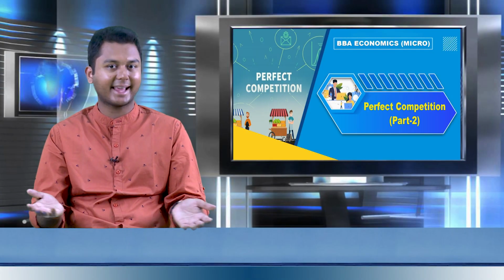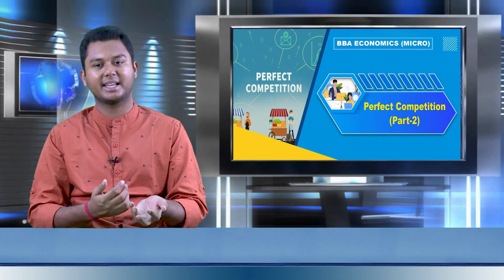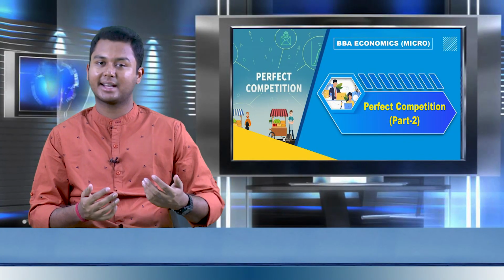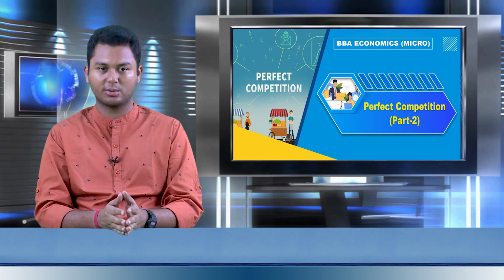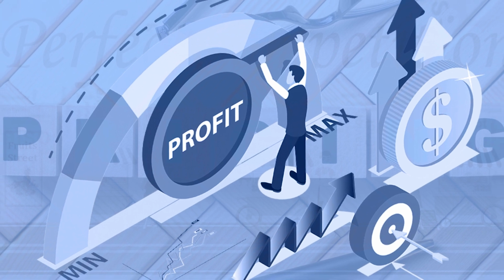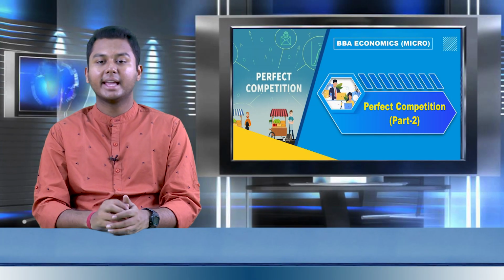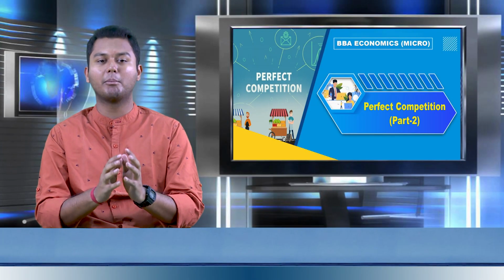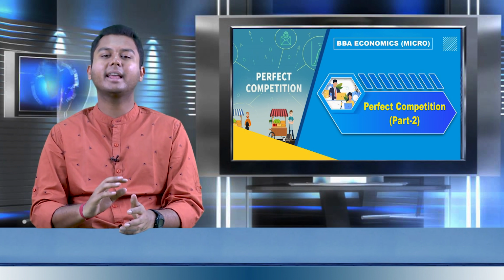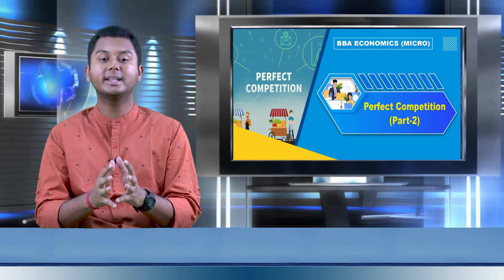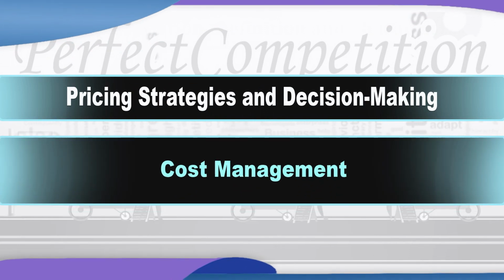The main characteristic of this market is price taking behavior. Firms are price takers, meaning they must accept the market price and cannot influence it. This teaches the importance of cost control and efficiency, since they cannot rely on pricing power to maintain profitability. In industries where products are commoditized, such as agriculture or raw materials, understanding how to operate efficiently within the constraints of a competitive market is extremely vital. Next aspect is cost management.